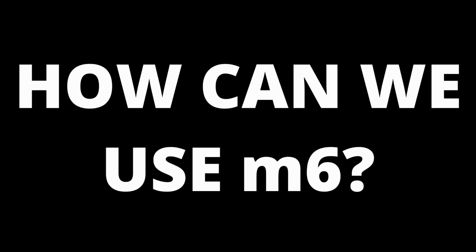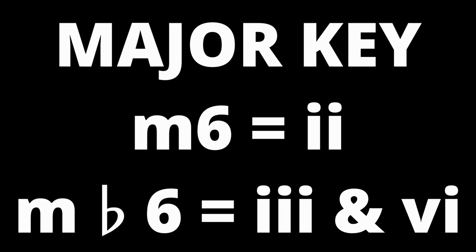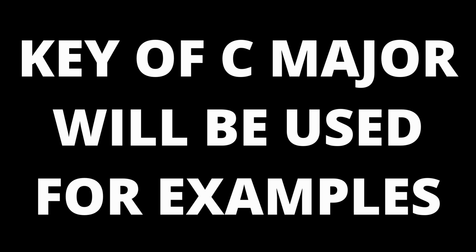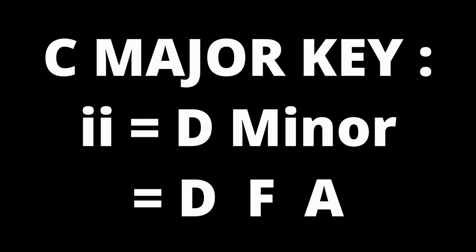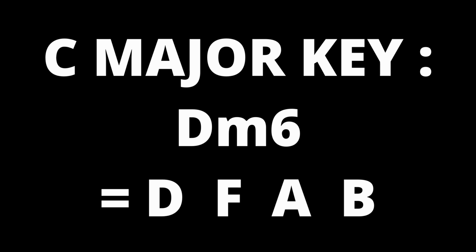How can we use the minor sixth chords? In a major key, the standard minor sixth is used on the 2 chord, and the minor flat sixth is used for chords 3 and 6. Let's use the key of C major to explain why. We will also use this key for our later chord progressions. The 2 chord is D minor. D minor has the notes D, F, and A. D minor sixth has the notes D, F, A, and B.